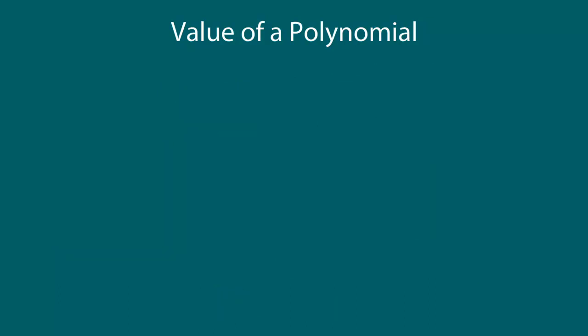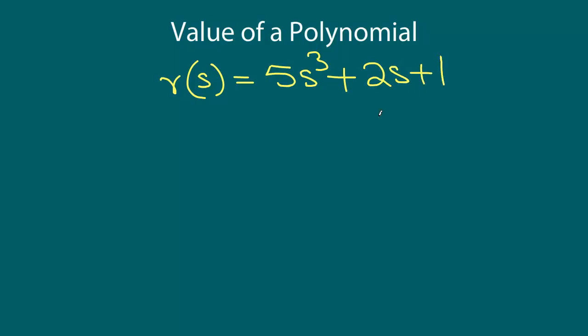Let's take a look at one final type of example where we want to take a cubic polynomial. So let's say we have r and our polynomial is basically in variable s. So let's say our polynomial looks like 5s cubed plus maybe just 2s plus 1. So this is a cubic polynomial, and let's say we want to find out the value at s equals 0. So how do we find this out? Again, the exact same way.